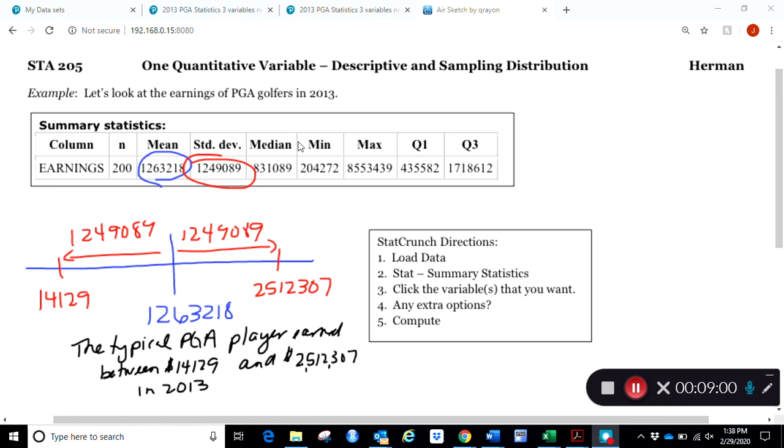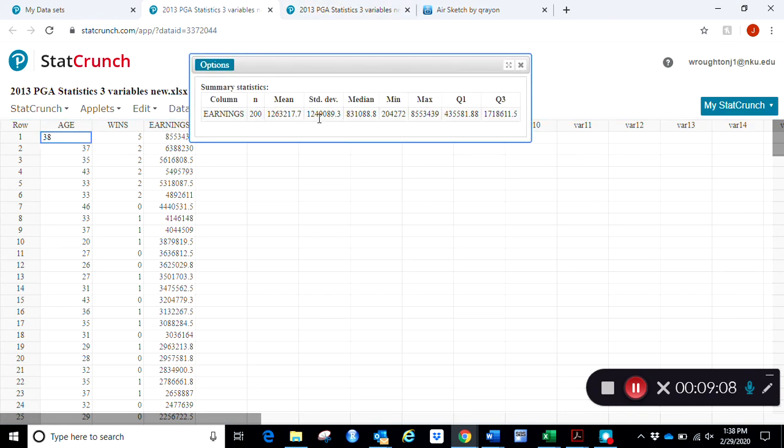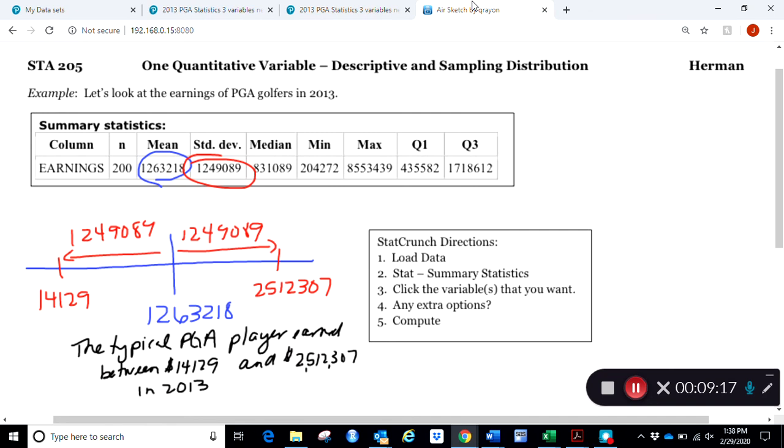Sometimes I will round the values a little bit differently. Here, notice I rounded these to whole numbers compared to what we actually got in StatCrunch, because they actually gave some decimals, but I really don't think millionaires care about the cents attached to what they won.